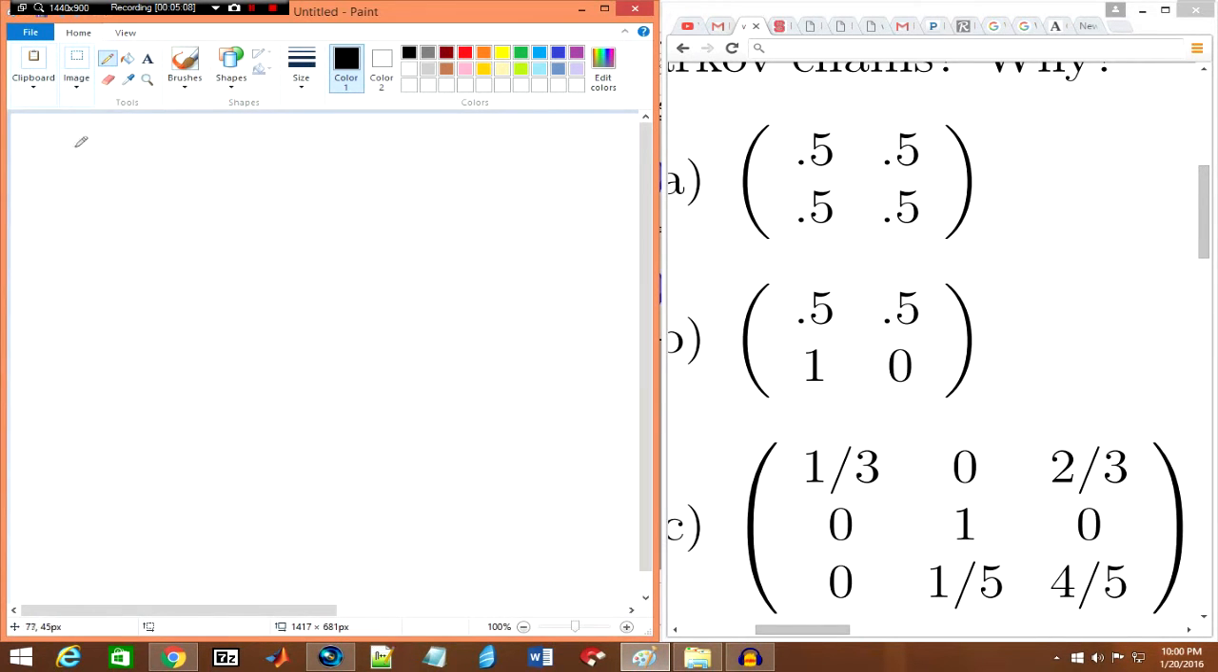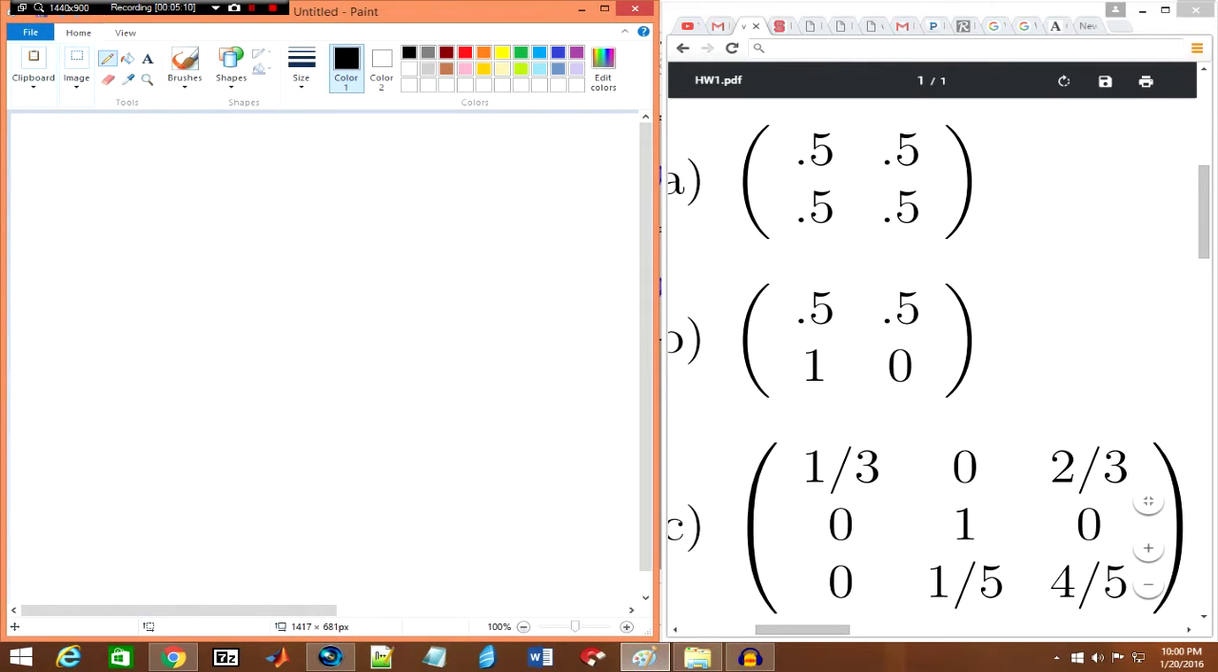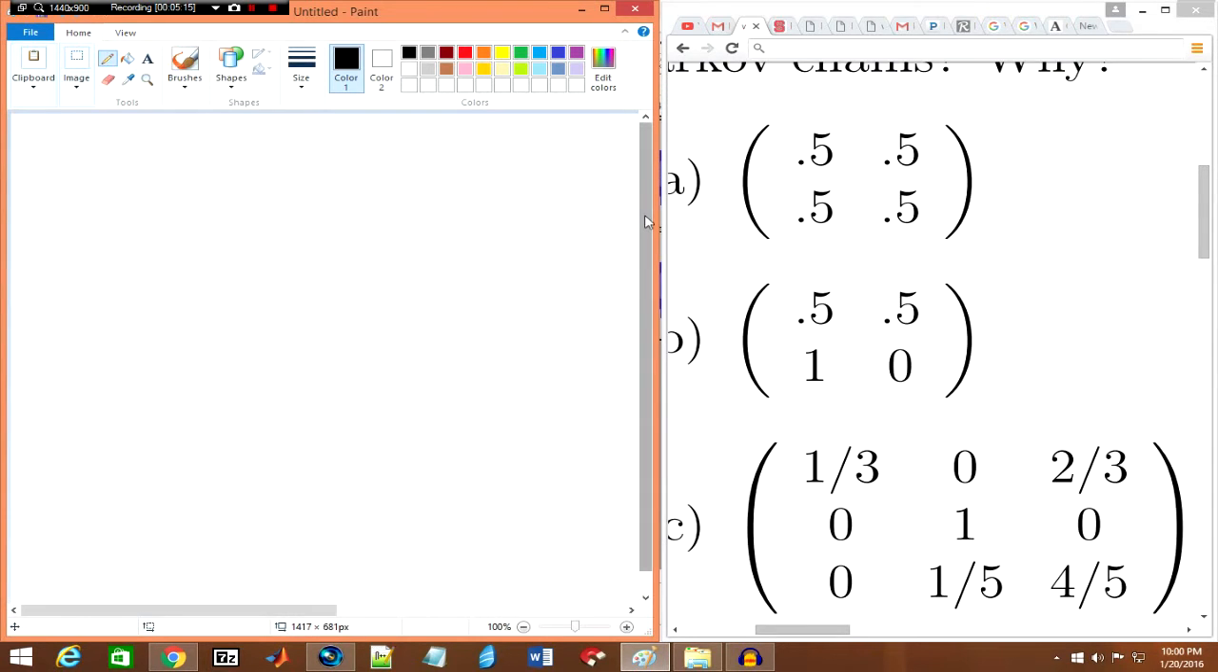Now problem B, you can see it right here. It is 0.5, 0.5, 1, and 0. Now, I'm not going to go through each one of these and write them out and then show you the multiplication, because I mean, a fifth grader can do that. So I'm just going to go ahead and tell you that for this one, T squared is equal to 0.75, 0.25, 0.5, and 0.5.